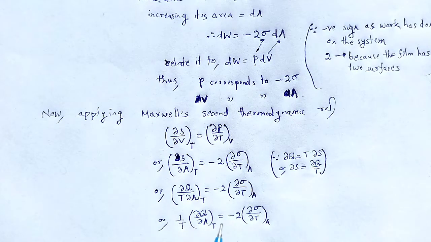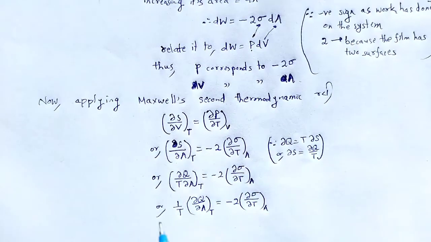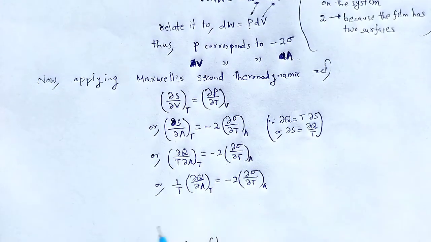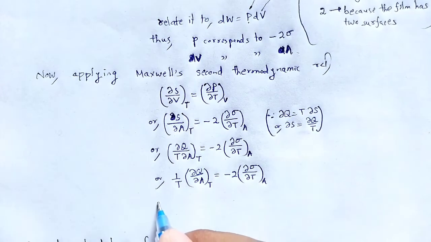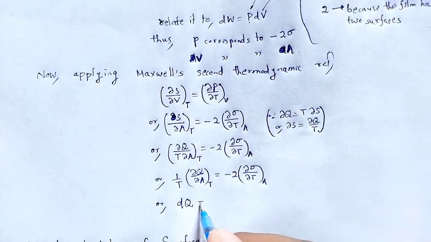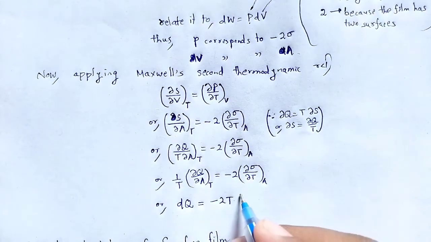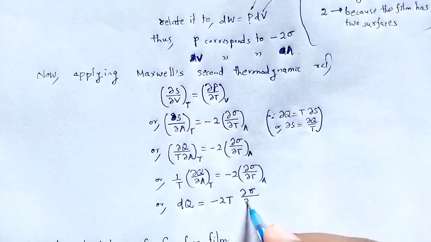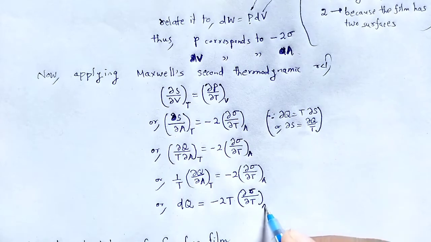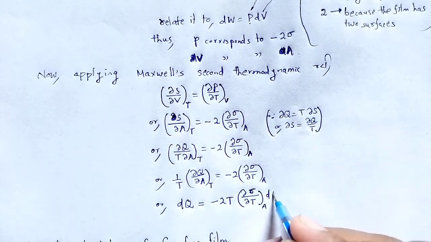As T is constant for an isothermal process, the expression for small change in the quantity of heat is dQ is equal to minus 2T del sigma by del T at constant A, times dA.